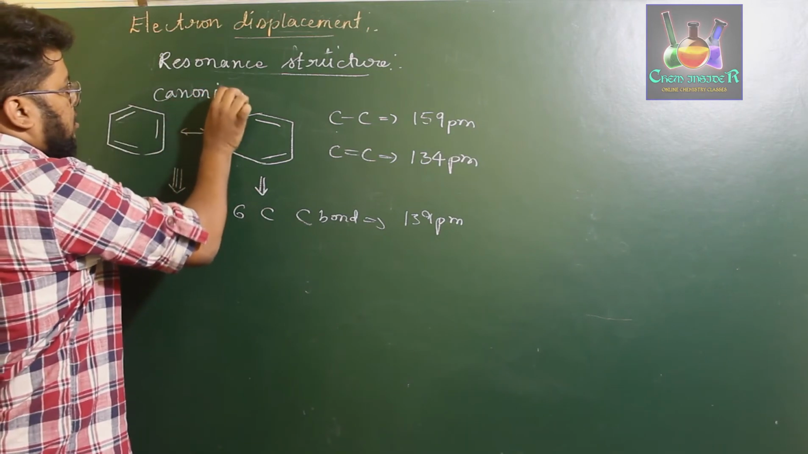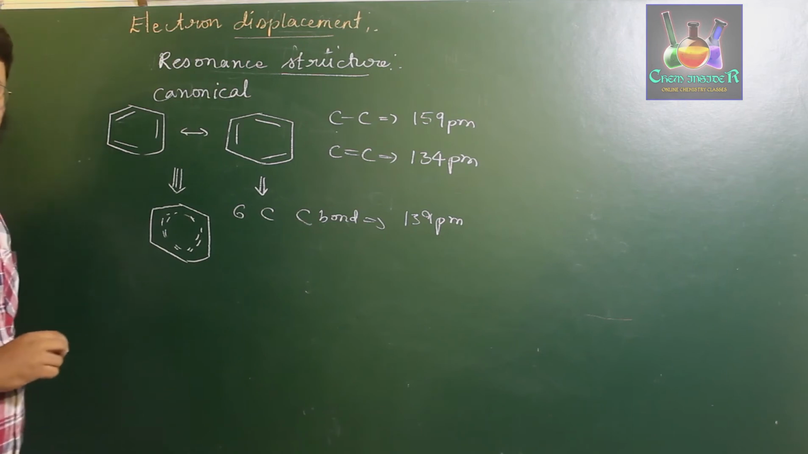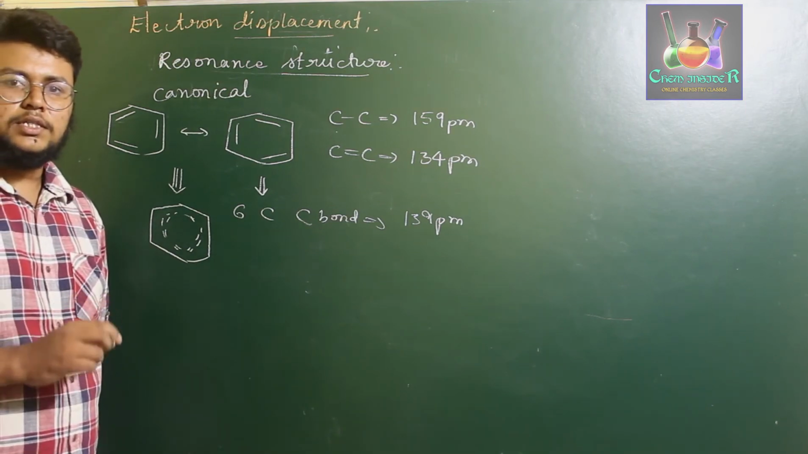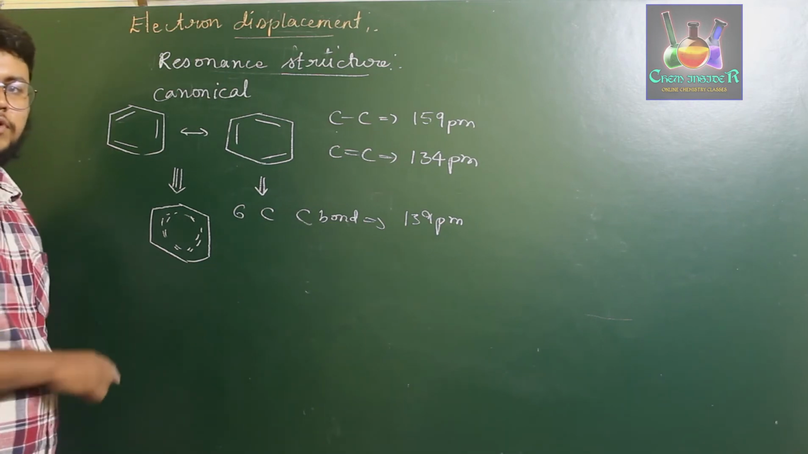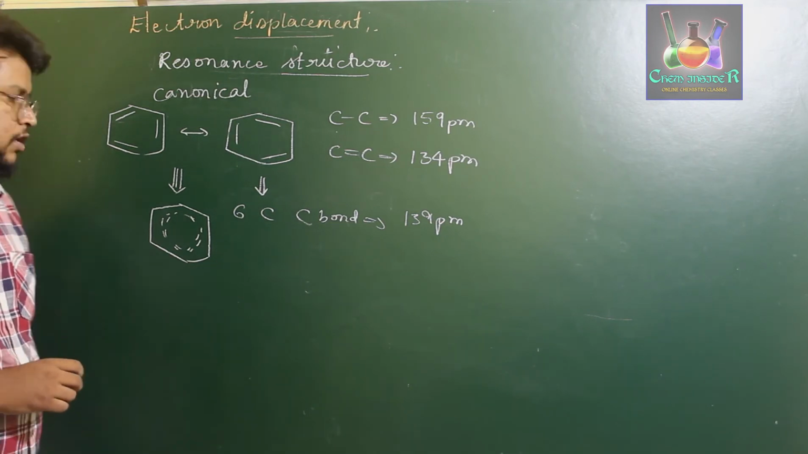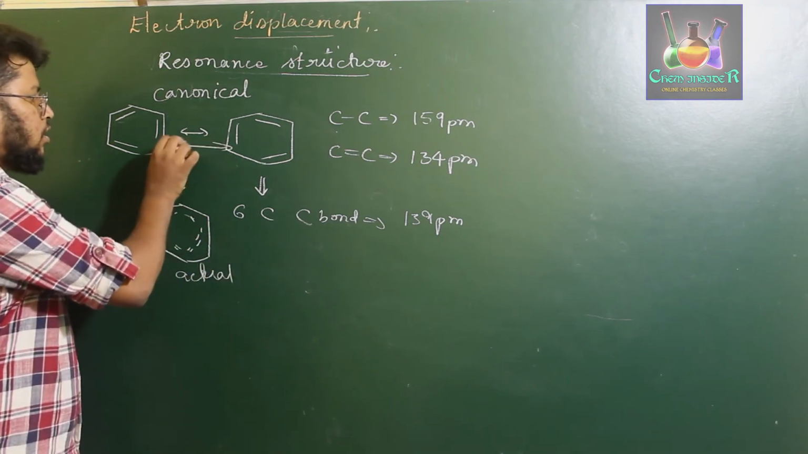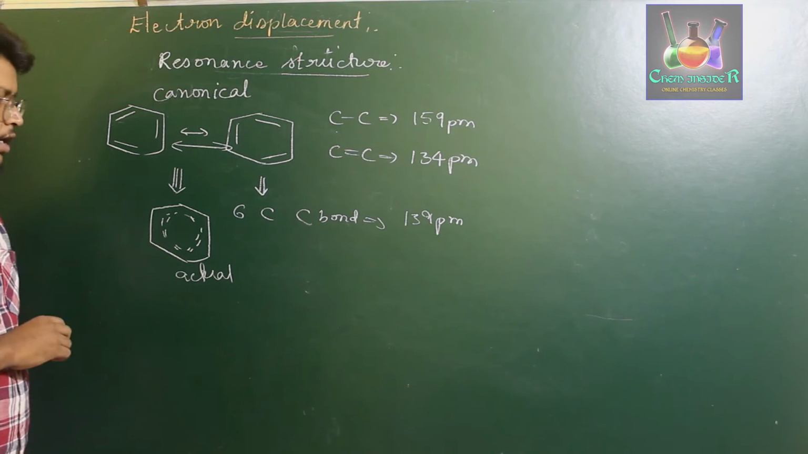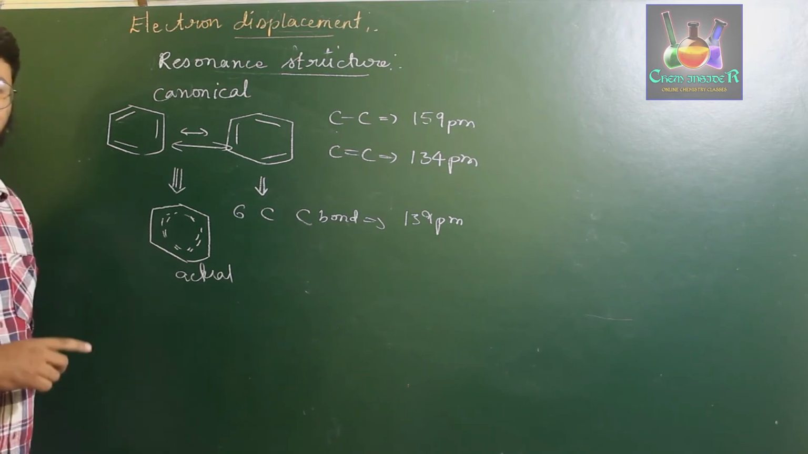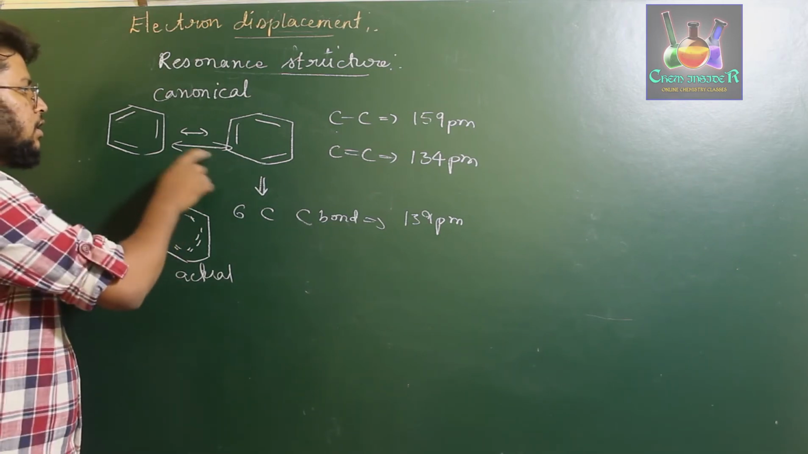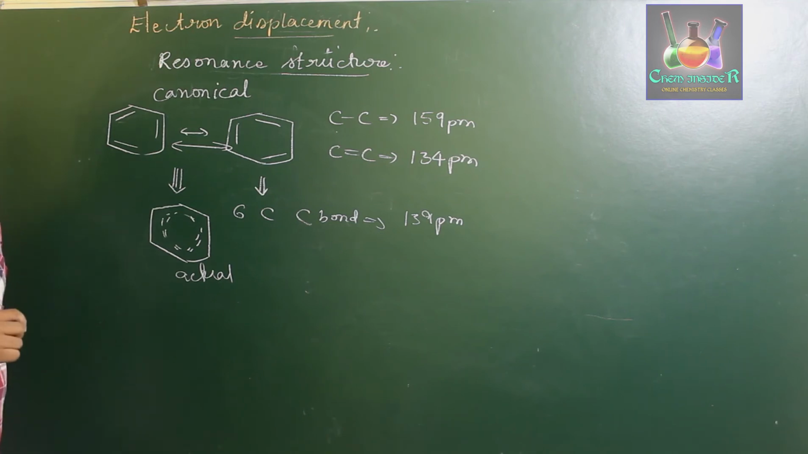Canonical structures or resonance structures, and the energy of these structures is always greater than the energy of the actual structure. If you consider this as the actual structure of benzene, these two are called the canonical structures, and the energy of the actual structure will be less than the energy of the canonical structures.